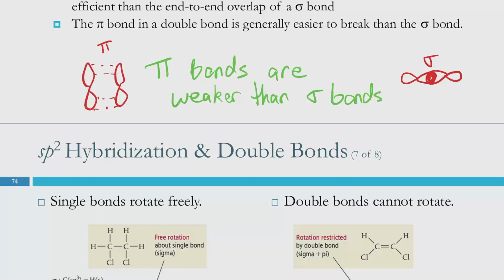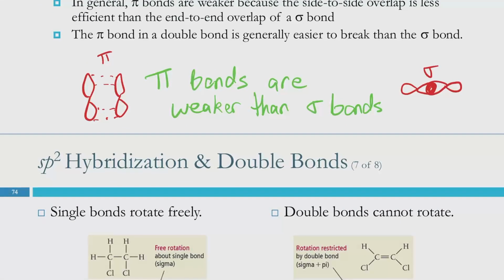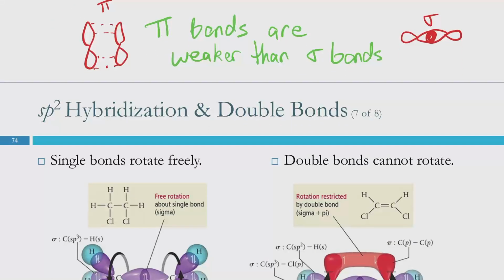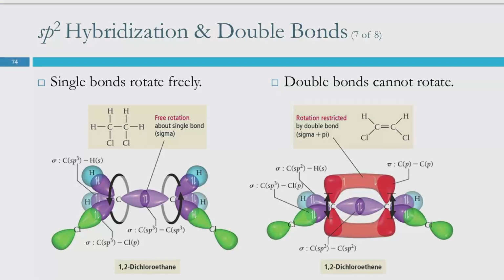This also does a couple other things for us. Because we know that we've got two different types of bonds. One of them's an end-to-end bond, and the other one's that parallel bond. Those end-to-end bonds, because they're overlapping symmetrically, you can have rotation around a single bond. You can twist one or both of these groups, and they're still going to have that overlap because we're rotating around the axis where the overlap is.